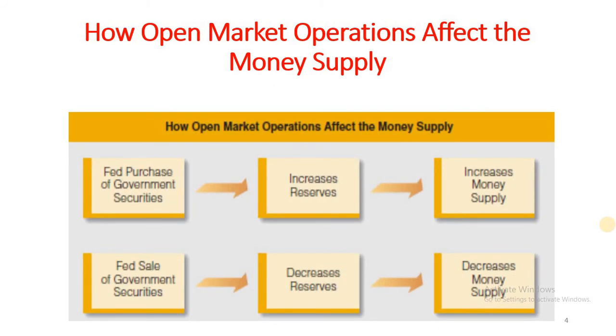Let's look at how open market operations affect the money supply. When the central bank purchases government securities, it increases reserves of the financial institutions, and in turn it increases money supply in the economy. Similarly, when the central bank sells government securities, it decreases reserves of the financial institutions, and in turn it decreases money supply in the economy.